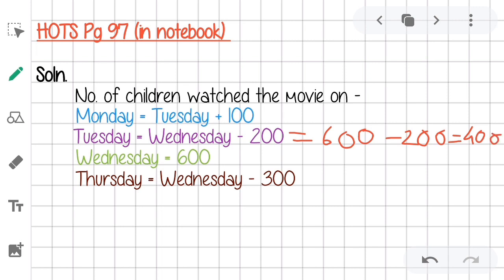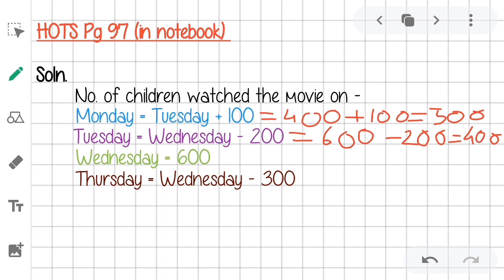Okay. Now we have got how many students watched the movie on Tuesday? That is 400. Now we can calculate for Monday. Monday is equal to Tuesday plus 100. So for Tuesday we have got 400, so that will be equal to 400 plus 100. That will be equal to 500. So 500 children watched the movie on Monday.